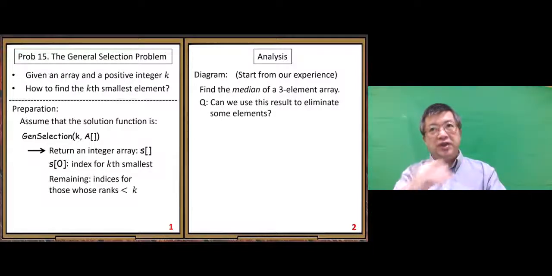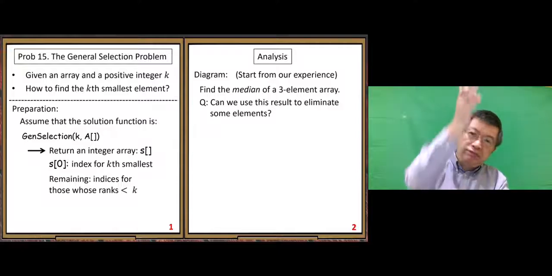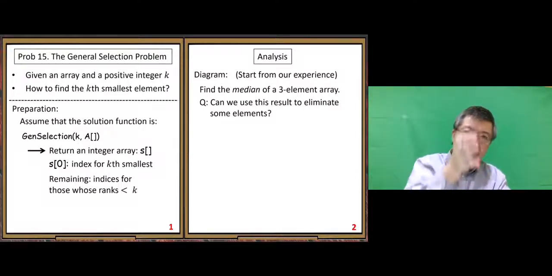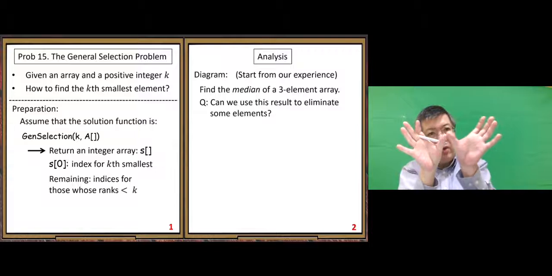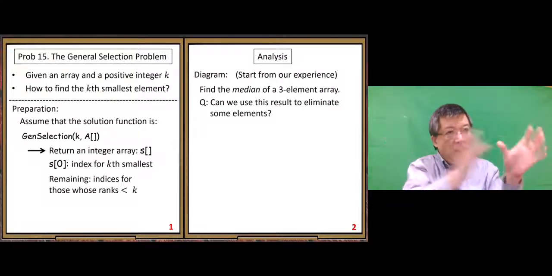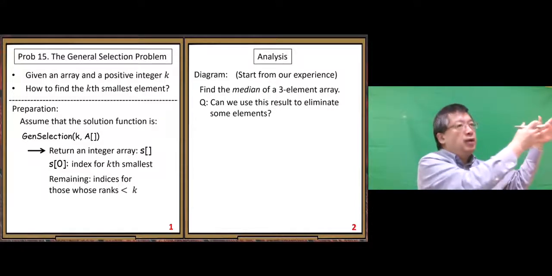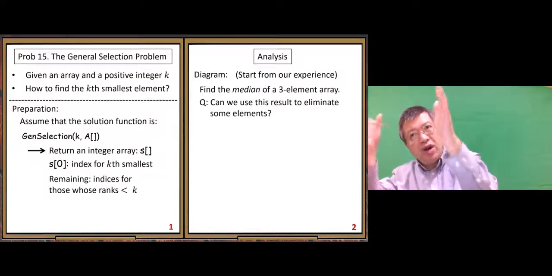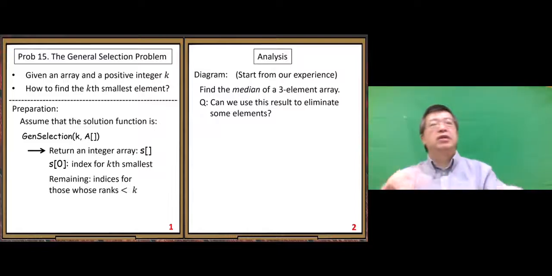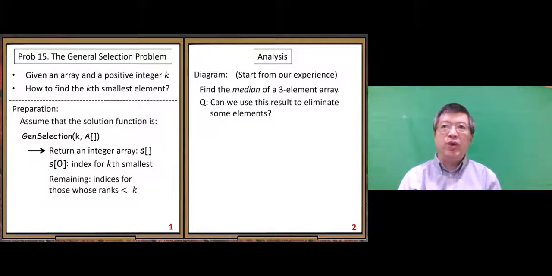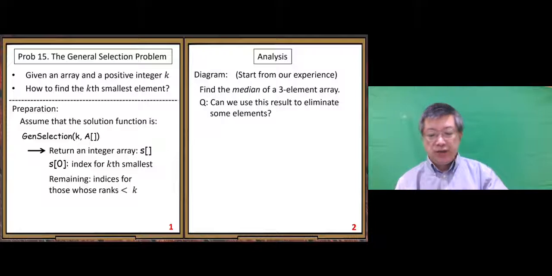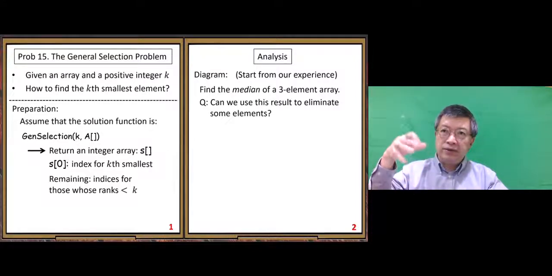So the question is, can we use this result to eliminate some elements? Can we use this result to do partition somewhere, split the original array into 2 parts, so that one of the 2 subarrays can be eliminated? Then we just work on the remaining subarray. So that is the plan we want to implement. So let me work on the details here.